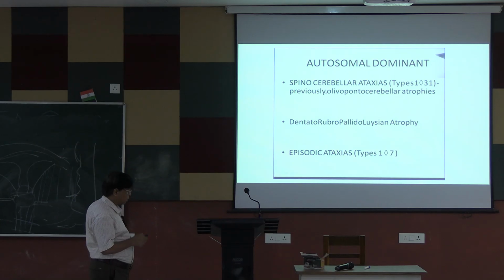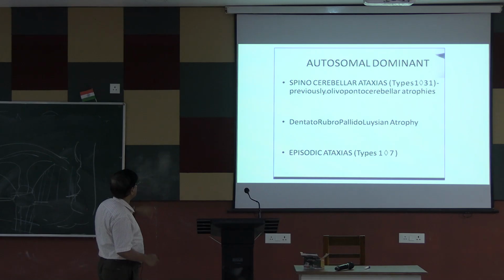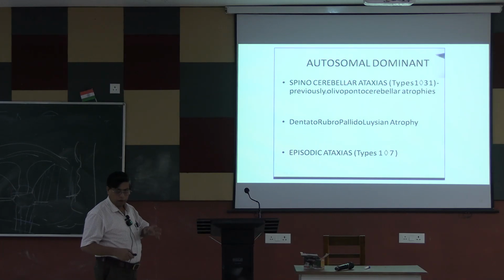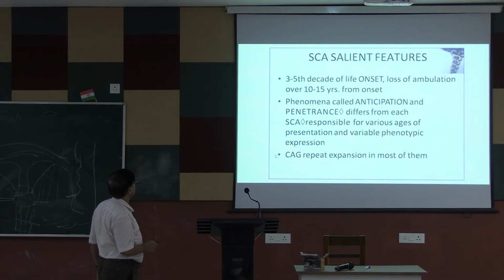Then autosomal dominant spinocerebellar ataxia. At least two ataxias you should remember: one is spinocerebellar ataxia, and one is muscular and cerebellar ataxia. Spinocerebellar ataxias have different types. Previously they were called pontocerebellar atrophies, with atrophy of both the cerebellum and the pons. Now it is called spinocerebellar because there is atrophy of both the spinal cord and the cerebellum. Dentorubropallidal and episodic ataxias, I have already described, these channelopathies. These are autosomal. So spinocerebellar ataxia is very common.